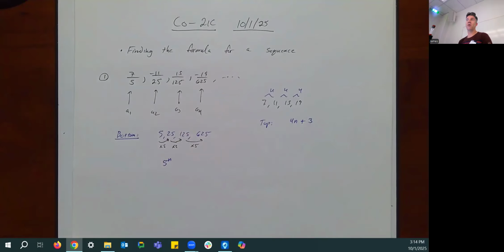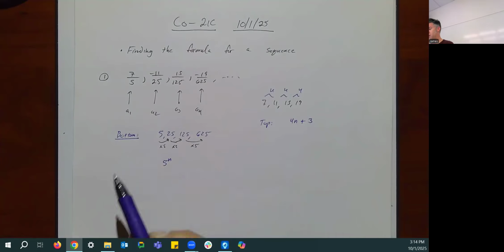Or in general, whatever thing you're multiplying by, that's going to be raised to the nth power. So if you're multiplying by 5 every time, you're going to get 5 to the n. There's a little bit more to say there, depending on if we have something that's not just a nice power of 5, but we'll get there in a minute.